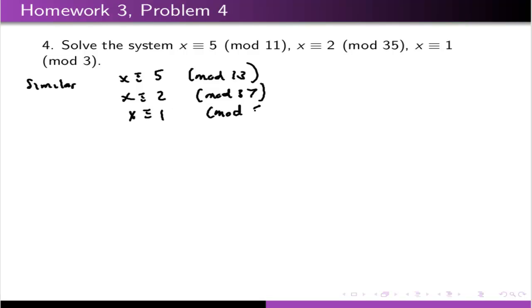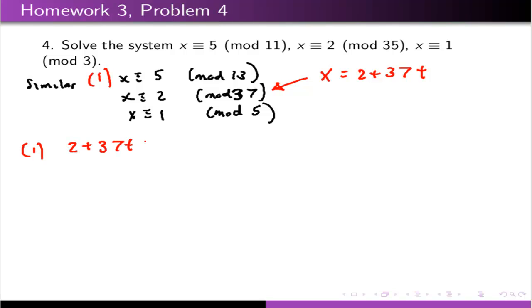Because there is a strategy to try to minimize the amount of computation. So generally you want to start with the largest modulus right here. And so I'd say x is 2 plus 37t, and then work your way down. So plug that into the first congruence, and we get 2 plus 37t is 5 mod 13. Reduce 37 mod 13, and it's negative 2.